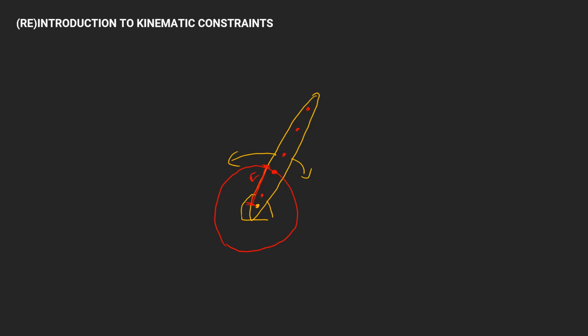This means that if you want to describe where any given point on the rod is, all you need to know is the orientation, so the theta value of that rod. Whereas if this rod was allowed to freely move about in space, you would need more variables. You would need to know, for instance, where the position of the center of that rod is, as well as what its orientation is.